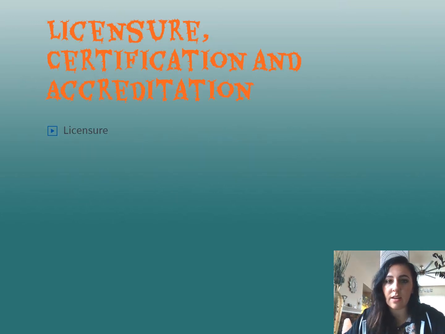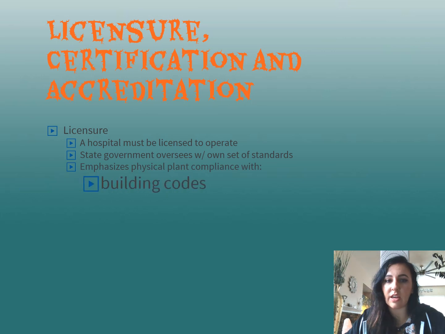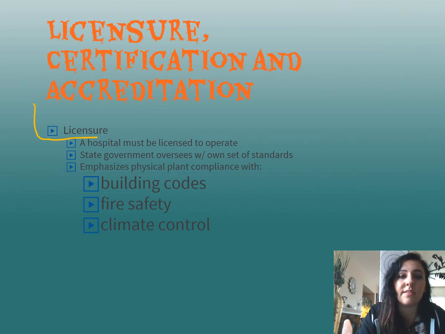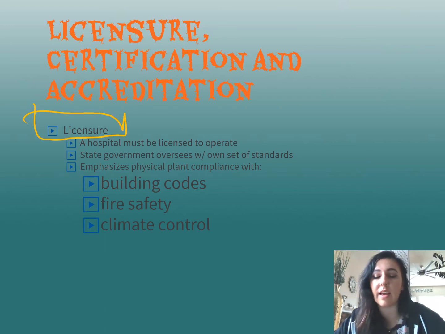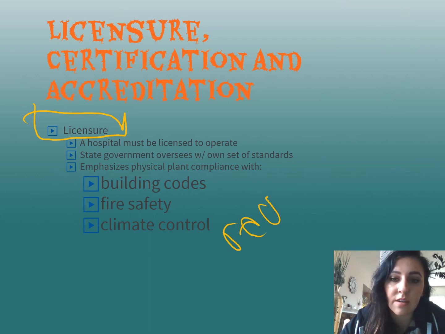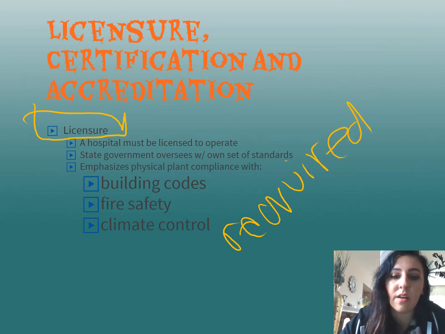So moving on, now let's look at licensure, certification, and accreditation. What you really need to know is that if you're a hospital, you have to be licensed to operate. You will have to get licensed by the state. Licensure is required in order for you to be a hospital. Required to operate, you have to have a license for a hospital.